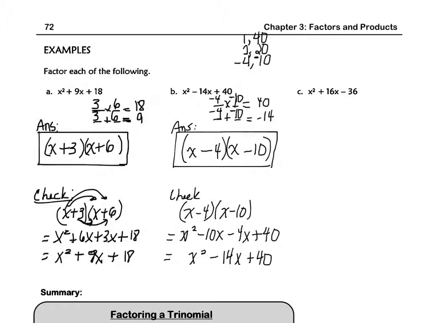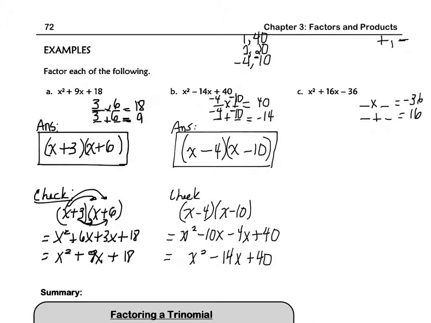And the last one here, you need two numbers that multiply to give you a negative 36, and add to give you a positive 16. If they multiply to give you a negative, that means you must have one positive and one negative in order to have a negative product but a positive sum. And the bigger one would have to be positive if the sum is positive.